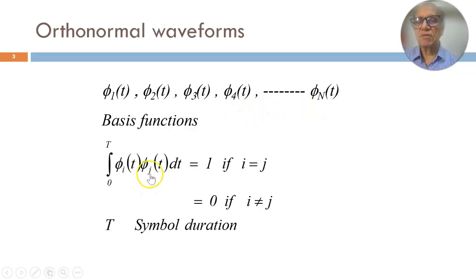But if i is not equal to j, for example, if I multiply phi1 with phi2 and then integrate, then I'll always get 0. It doesn't matter whether I take phi1 into phi2, or phi2 into phi3, or phi1 into phi4 and so on. They are all orthogonal to one another. Orthogonality means that if you take the product and integrate over the symbol time period, you will always get 0. Because of these two conditions which are satisfied by these functions, they are called orthonormal waveforms.